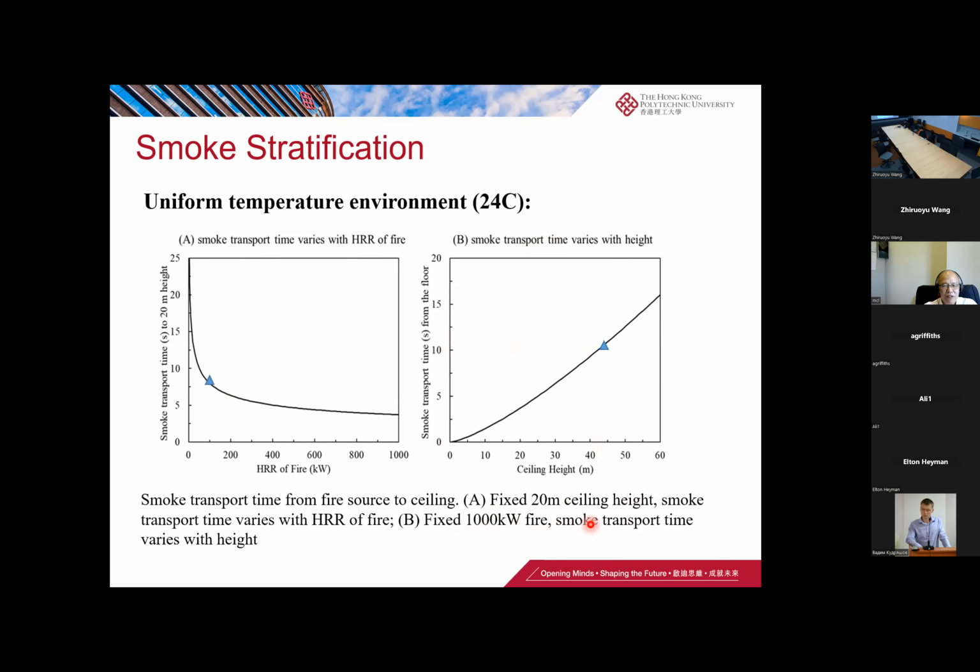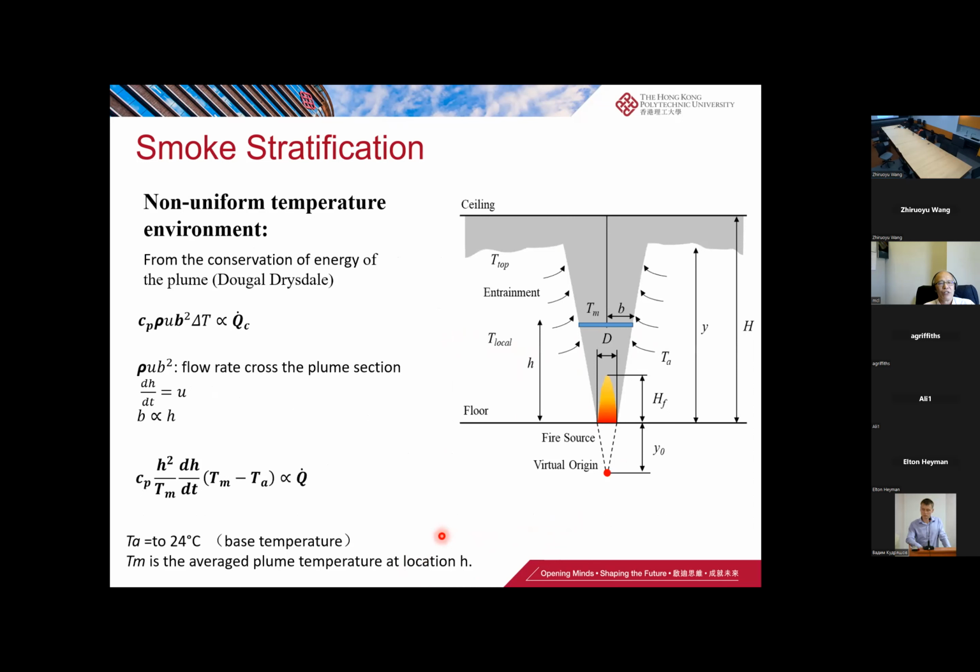So we have these results. For the non-uniform temperature environment, we can actually use the NFPA recommended correlation. But because we already started with the uniform temperature environment, we tried to get some solutions from the first principles of physics. So this is a correlation. This is an inequality from Drysdale, but actually this is from the first principles of physics.